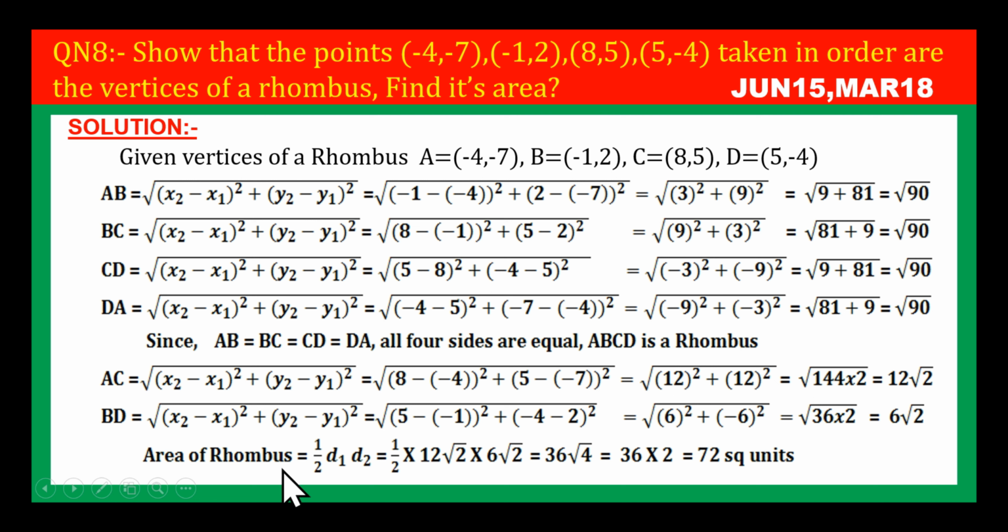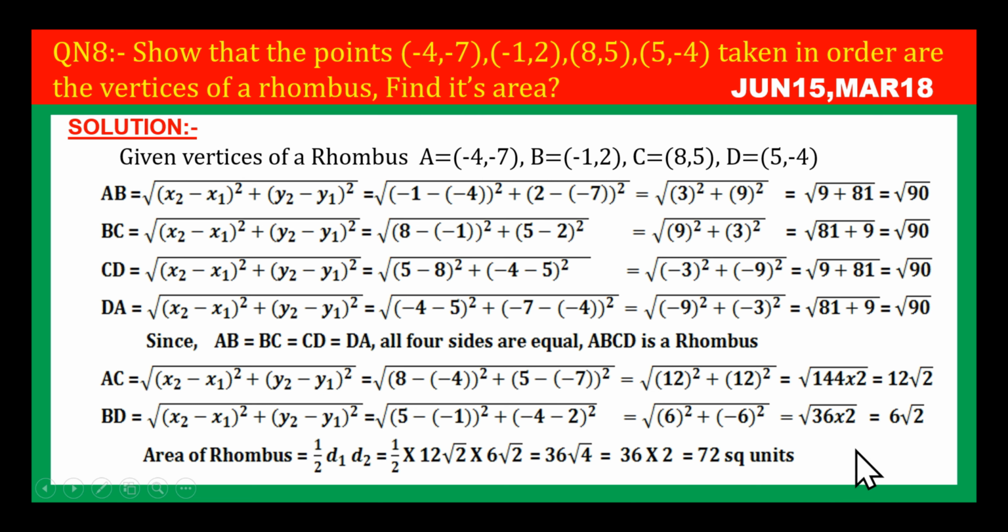Now area of the rhombus, half into d1 into d2. This is half into length of the first diagonal 12 root 2 into length of the second diagonal 6 root 2. This 1 by 2 into 12 is 6, 6 into 6 is 36. Root 2 into root 2 is root 4 and square root of 4 is 2. 36 twos is equal to 72 square units. This is the area of the rhombus.